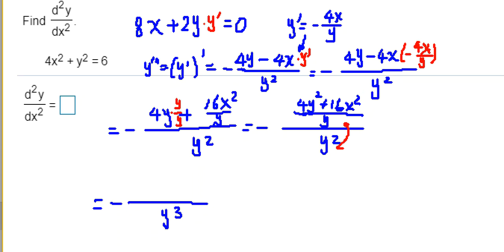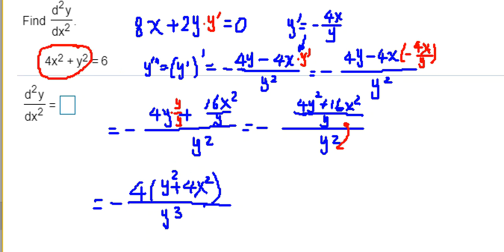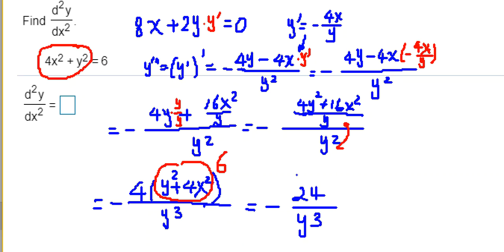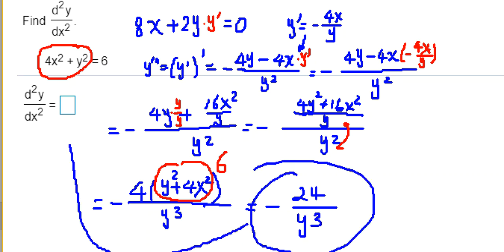In the top, 4y squared plus 16x squared, you can see that you can factor out a 4, and then you're left with y squared plus 4x squared, right? Now, what is y squared plus 4x squared? It is given in the problem. Actually, this guy is equal to 6. This guy is equal to 6. So, therefore, at the end, after that simplification, we have negative 4 times 6 is 24 over y cubed. So that's my final answer for this particular problem.